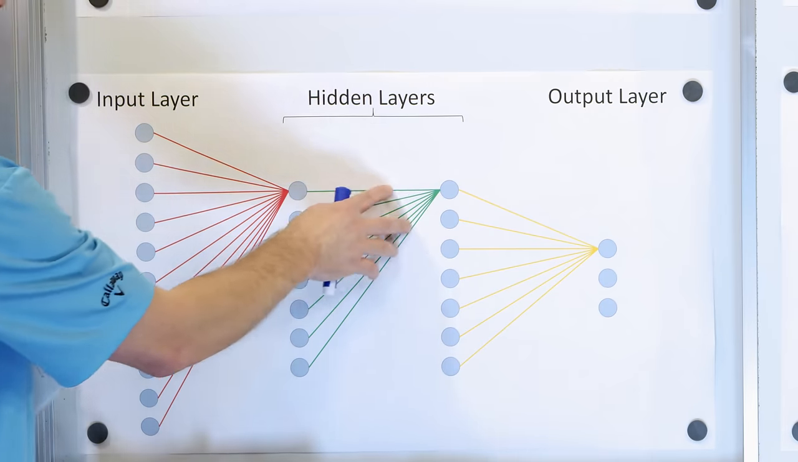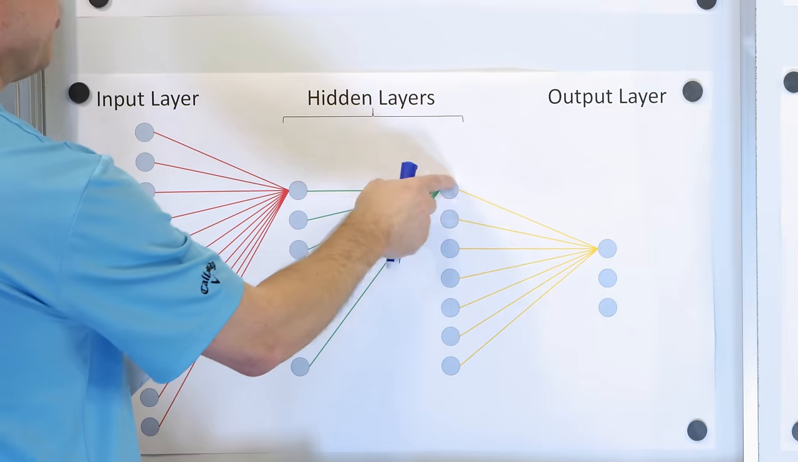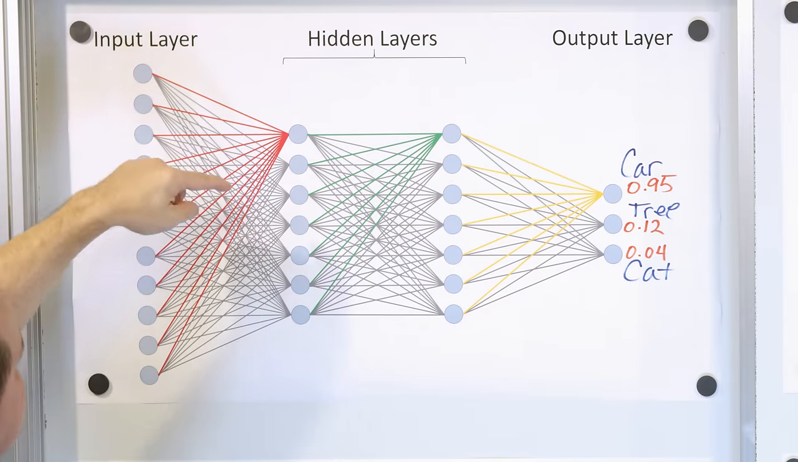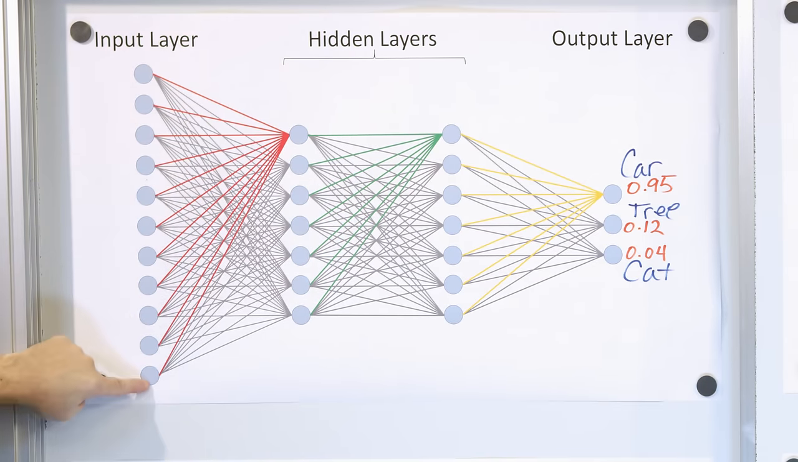This neuron depends on all the previous layers' neurons. This neuron depends on all the previous layers' neurons. So when you look at a complicated drawing like this, what you need to do is put your finger on a neuron and say, this depends on all the previous layers' neurons and on the connections between them.